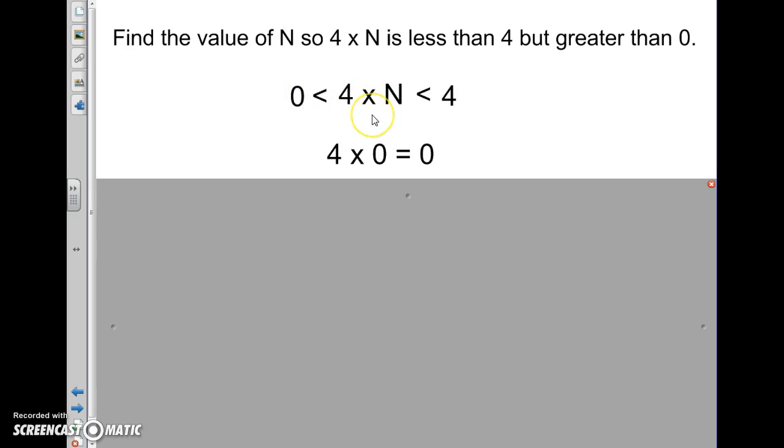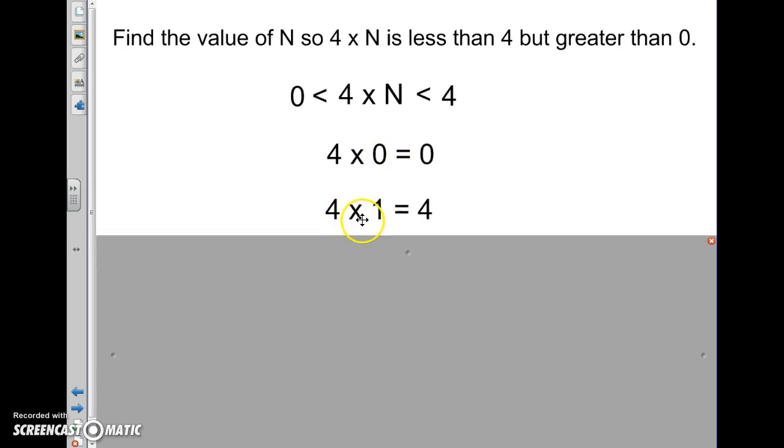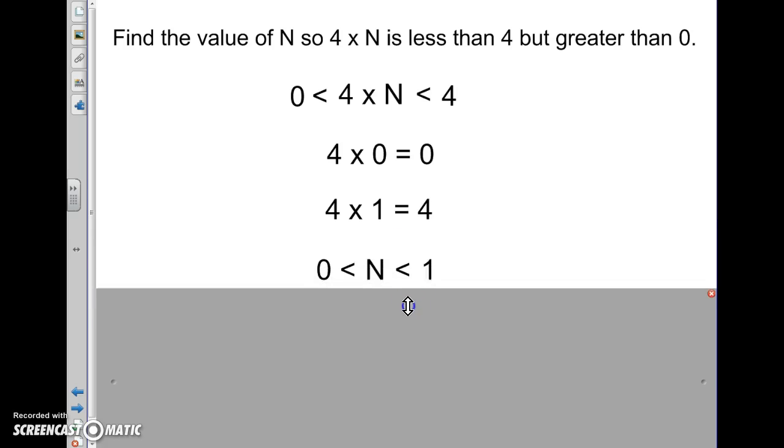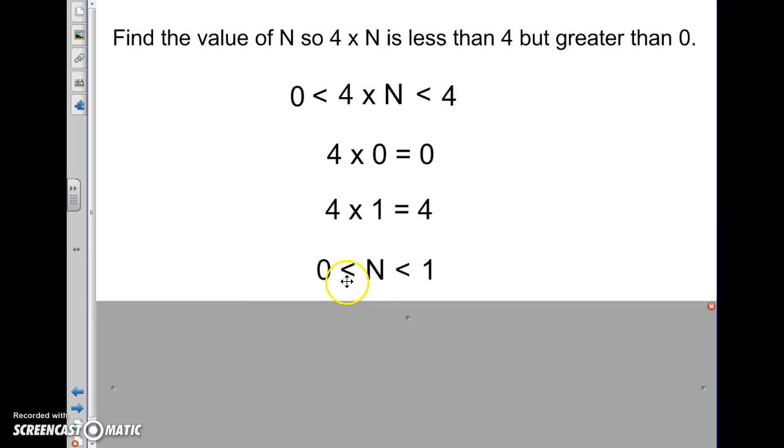So in order to get 4 times something which is greater than 0, that n has to be more than 0. But if I did 4 times 1, that's going to give me 4. So I can't have n equal 1 either. It's going to have to be less than 1. So what I know is that n has to be greater than 0, but it also has to be less than 1. So what kind of a number can n be? What kind of a number is more than 0 but less than 1?